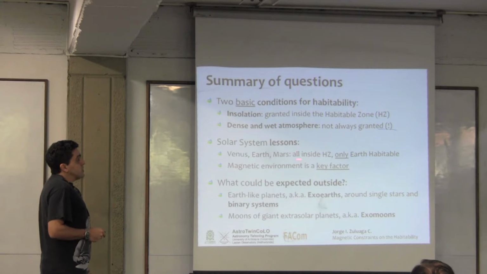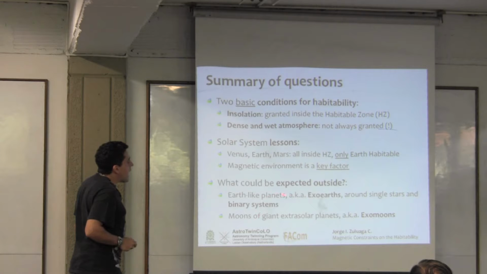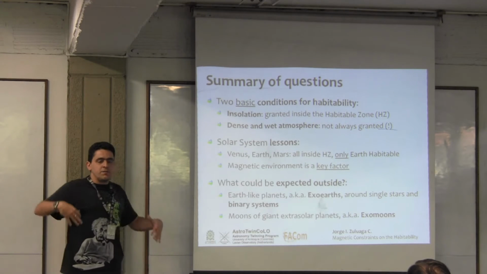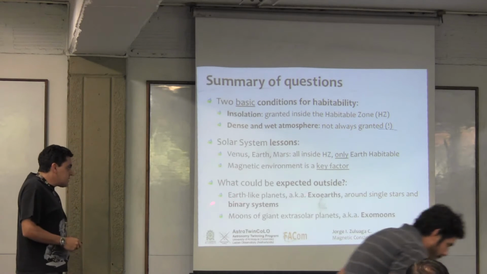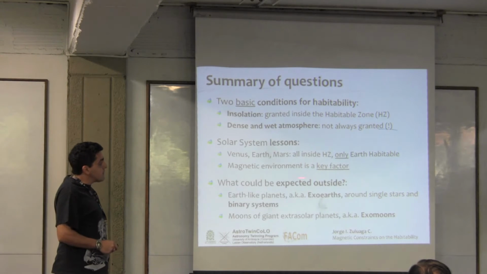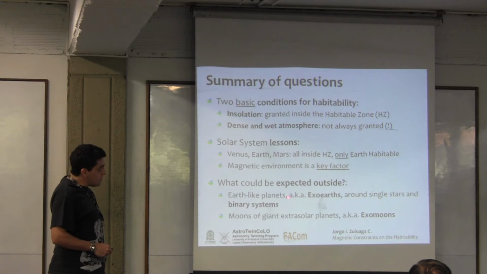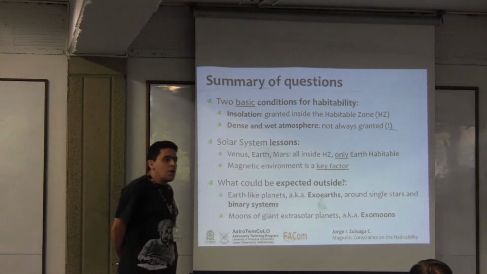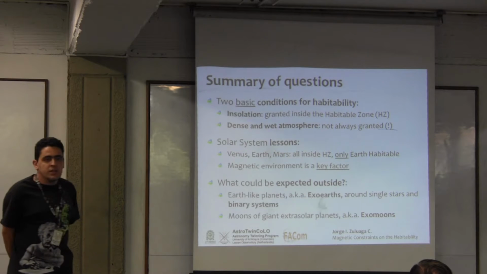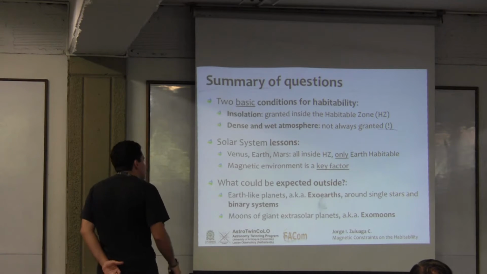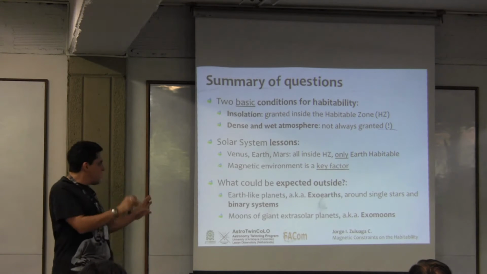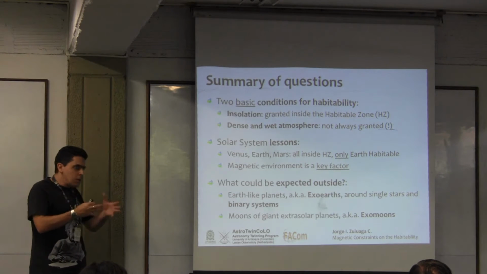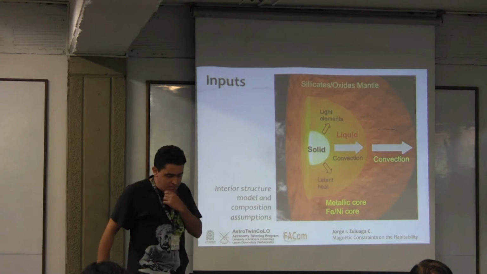So, the question is, using this lesson from the solar system, what could we expect for extrasolar planets? We are studying right now the conditions for habitability constrained by the magnetic fields in Earth-like exoplanets. We will call them exo-Earths, around single and binary stars, but also around moons of giant extrasolar planets, aka exomoons. So I will try to give you a very rough view of what we have learned during these couple of years about habitability constrained by magnetic fields.